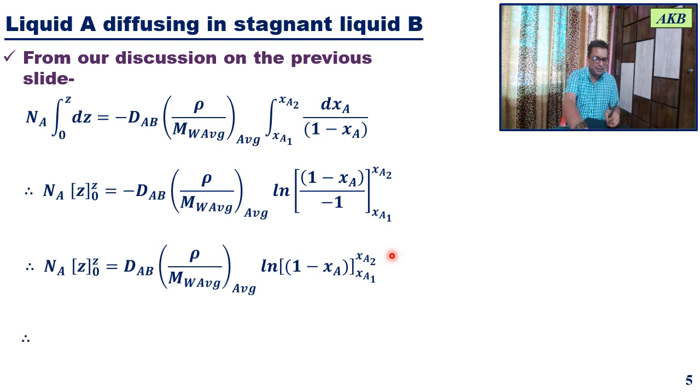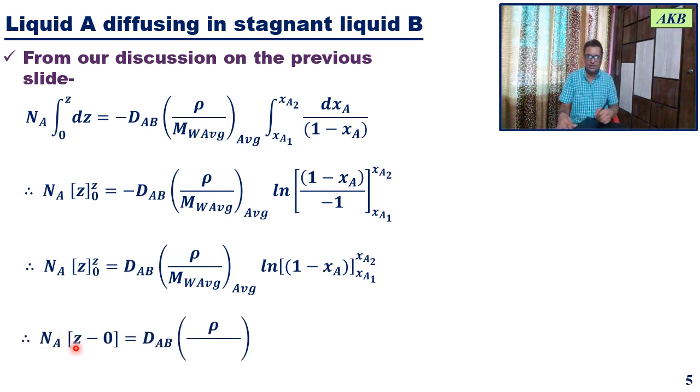Okay. Now in the next step we will apply the limits. So this is N_A times z minus 0 is equal to D_AB rho upon M_W average value, and after application of limits you have ln of 1 minus x_A2 minus ln of 1 minus x_A1. Here there should be x_A1.